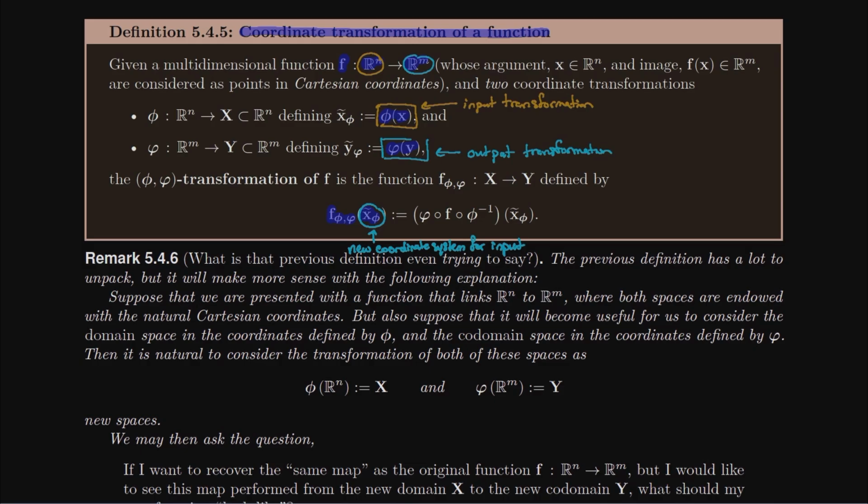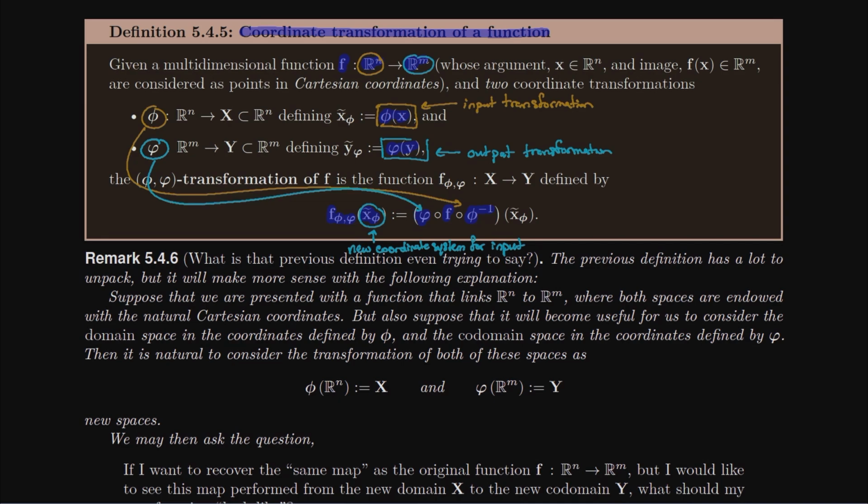And how should f output? Well, you're going to take that new input and apply the inverse transformation of that x coordinate system first, and then you're going to apply the regular function, and then you're going to apply the forward transformation of the y coordinate system of the output. So there's the forward transformation that goes backwards. So it's really a 3-step process.